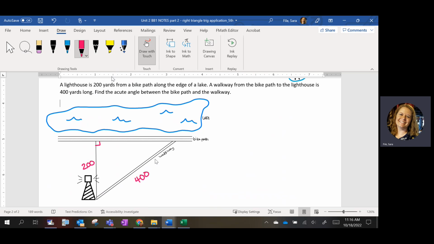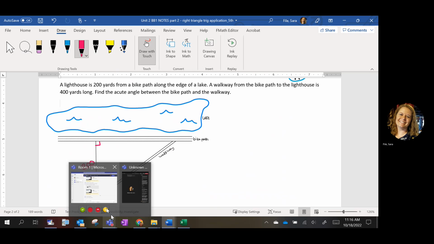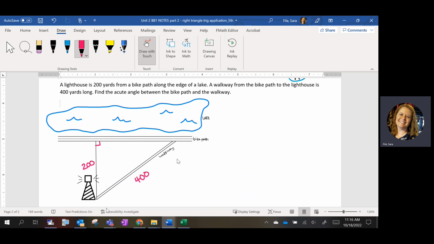So the walkway from the bike path to the lighthouse is 400 yards. Okay, so this is the given information. They want us to find the acute angle between the bike path and the walkway. So that's this angle right here. That's the unknown, what we're looking for. I'm going to call it theta. From theta, this is the opposite and the hypotenuse and the adjacent.